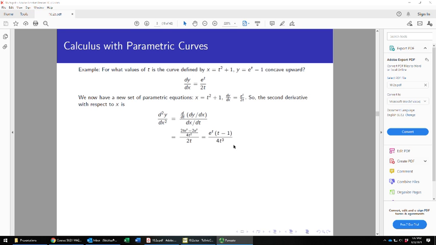Simplify, you get this. e^t is always positive, so the only things that could be positive or negative here are the t minus 1 and the t cubed. It's not too hard to see that the second derivative is positive when t is less than 0, because both of those will be negative, so you'll get a positive. And when t is greater than 1, because again, both of those will be positive, so you'll get a positive. So therefore, the t values for which the curve is concave up are from negative infinity to 0 and 1 to infinity.